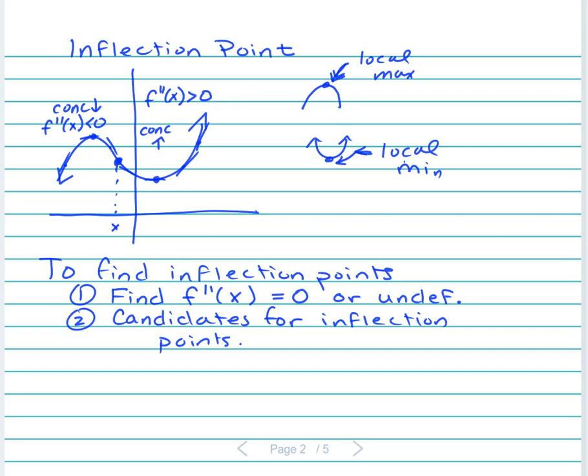If the concavity changes on each side of that candidate for an inflection point, then it's an inflection point. So for example, if at this value of x we found that the second derivative was equal to 0, then if it goes from positive to negative, or if it goes from negative to positive, then it's an inflection point. Otherwise, the test is inconclusive.